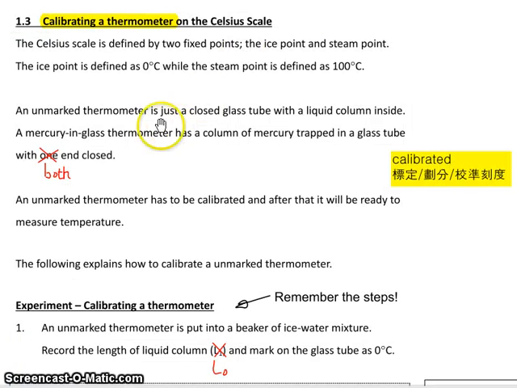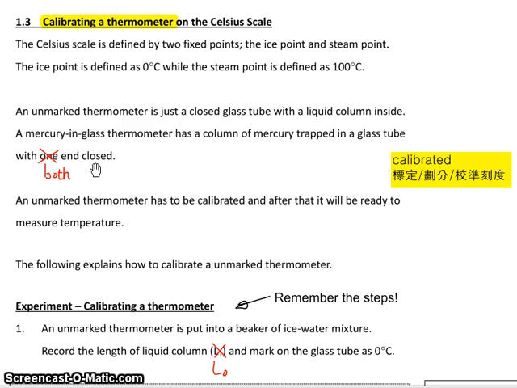But basically, a thermometer is just a glass tube with both ends closed, and then there's a column of mercury trapped inside. So what we have to do is to make a scale. We have to calibrate the unmarked thermometer by giving it a scale.